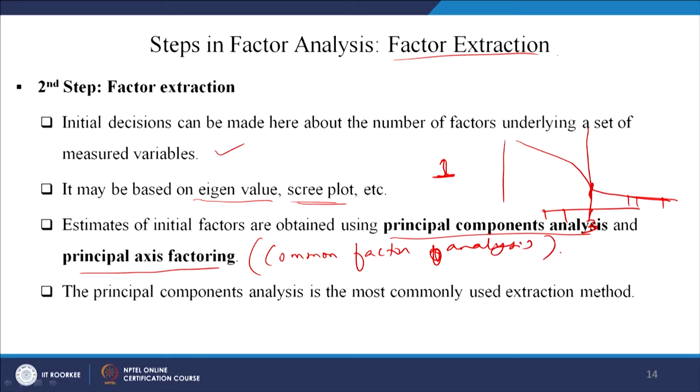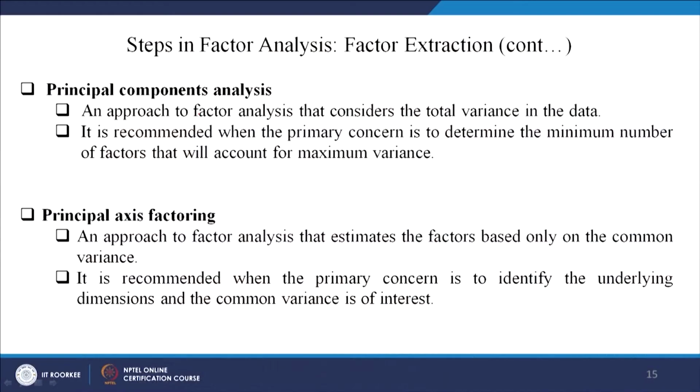Okay. So, the principal component analysis is the most commonly used extraction method. Now, what is this method? We will see. What is this principal component analysis? It is an approach to factor analysis that considers the total variance in the data. The variance in the data could be shared variance or unique variance, right. So, when you consider the entire variance in the data and then extract the factors from it, this method is called the principal component analysis. This is the basic difference you need to keep in mind, right.